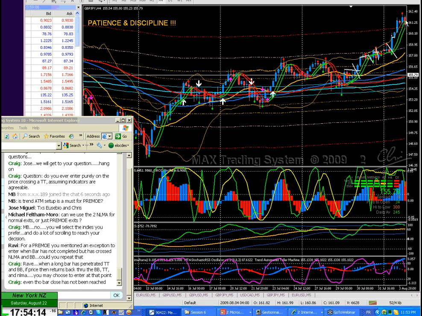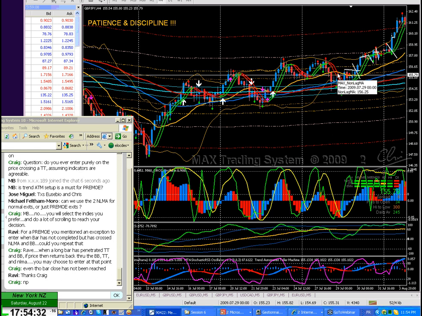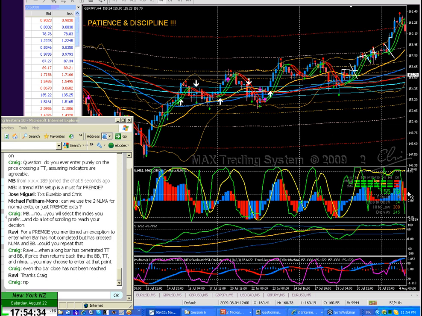You have here the price closing back inside the Bollinger Bands and crossing down the first non-lag moving average. The TATM is always at the extreme. You have an entry for your primo. Let's see the next bar. Now the TATM is flat, and you can make your entry.